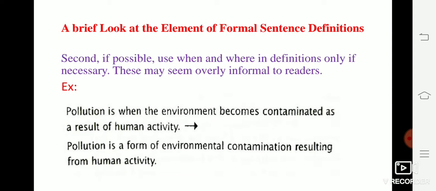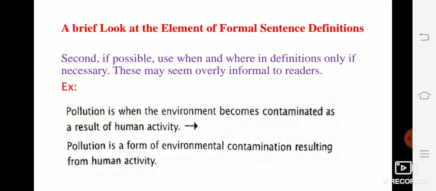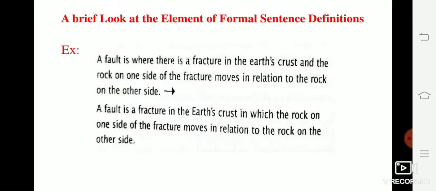Again, pollution is when the environment becomes contaminated as a result of human activity. But here they say pollution is a form of environmental contamination resulting from human activities. So they do not use "when" to avoid informality. Okay, let's continue.